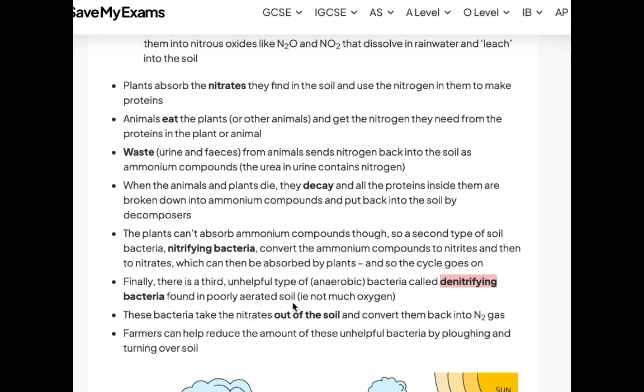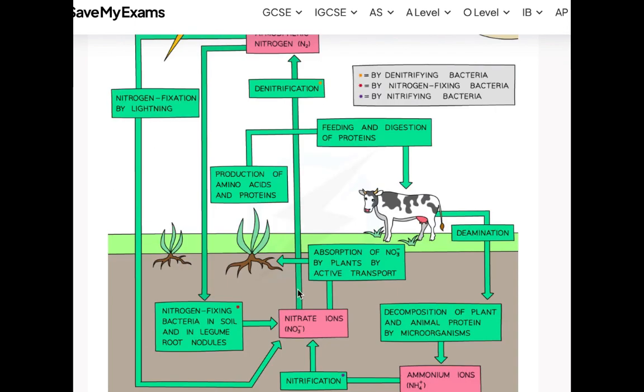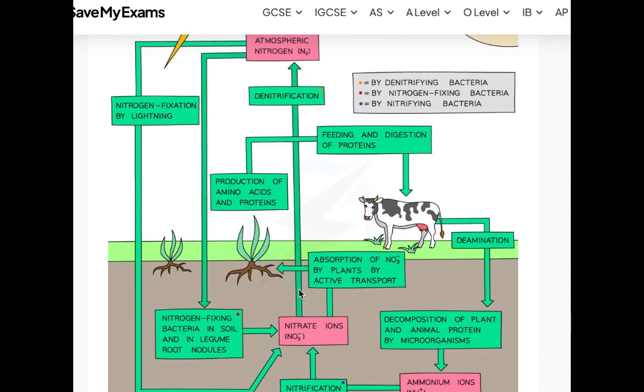Okay, so these are the processes that are taking place in the nitrogen cycle. This diagram is the nitrogen cycle.